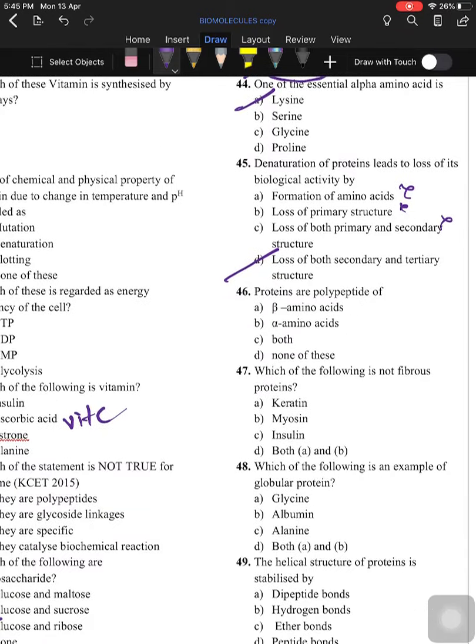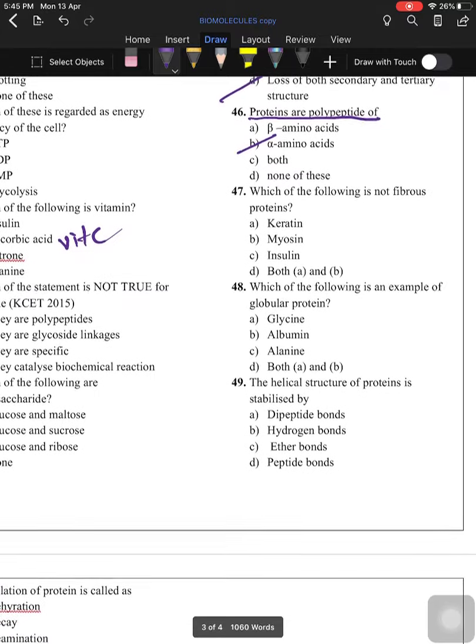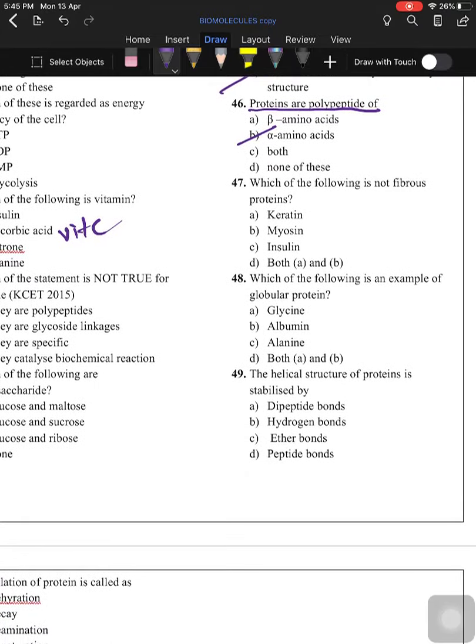46th one, proteins are the polypeptide of dash. It is a polypeptide of alpha amino acid. Very simple. 47th, which of the following is not a fibrous protein? Means they are asking which is not fibrous. Keratin is a fibrous protein. Myosin, which is present in muscle, is also fibrous. Insulin is a hormone. It is not coming under protein only. Option D, both A and B, these two are fibrous. Therefore, no problem, I have to choose the C option as the right one.